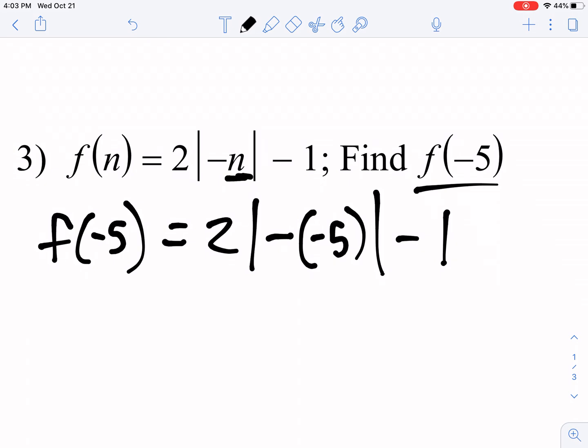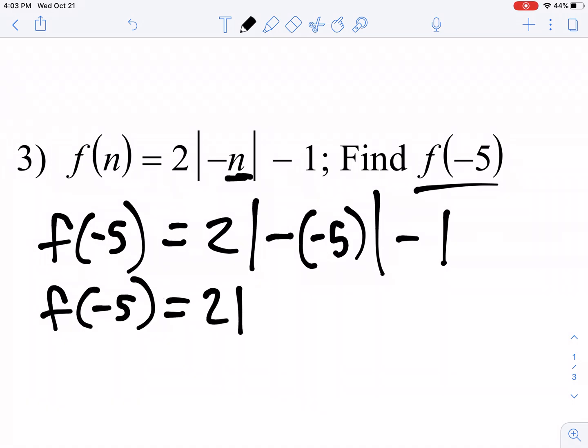And then we'll take care of the multiplication and addition subtraction. So looking at this guy, on the inside there, we have a negative times a negative 5, okay?